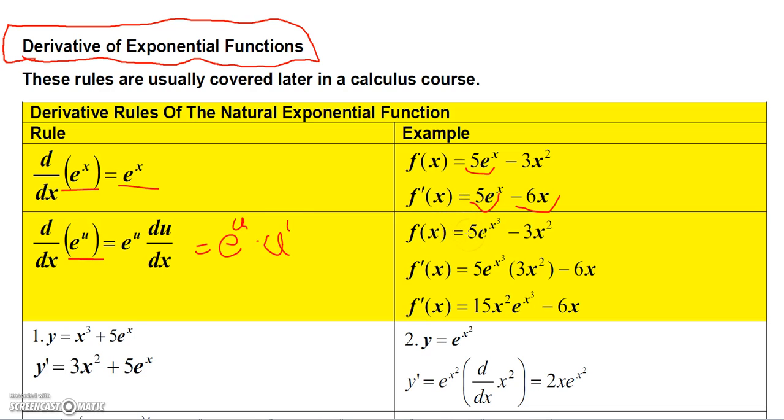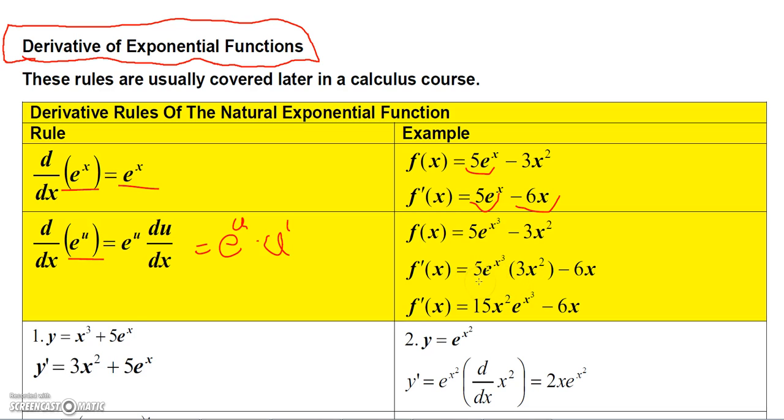Okay, so this one looks very similar to the first one I did, but notice that the exponent here, x cubed, is not just x, it's a function of x. So when I take the derivative of e to the x cubed, I follow this rule: the derivative of e to the u is e to the u times u prime. Since the u here is x cubed, the derivative of e to the x cubed is going to be e to the x cubed, but then I have to multiply by the derivative of x cubed, which is 3x squared.